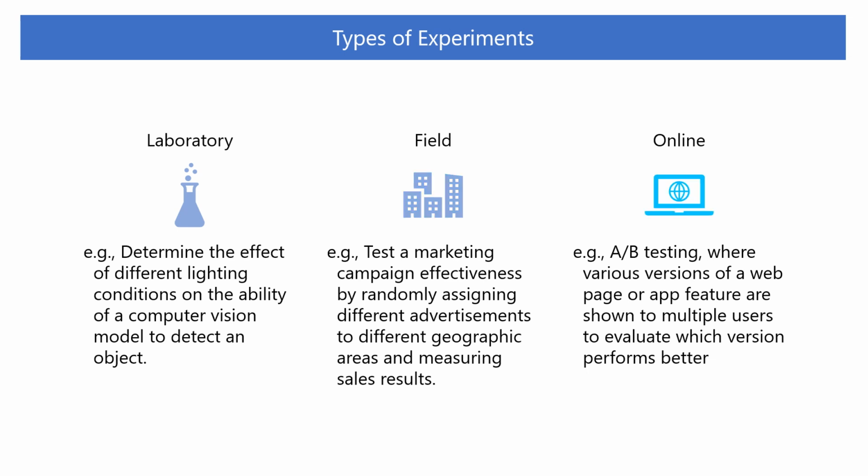An online experiment is an experiment conducted over the internet. Online experiments are becoming increasingly popular due to their scalability and ability to reach large and diverse audiences. A typical example of an online experiment is A/B testing, where various versions of a web page or app feature are shown to multiple users to evaluate which version performs better regarding user engagement and conversion rates.